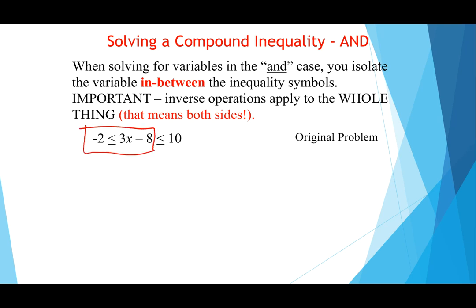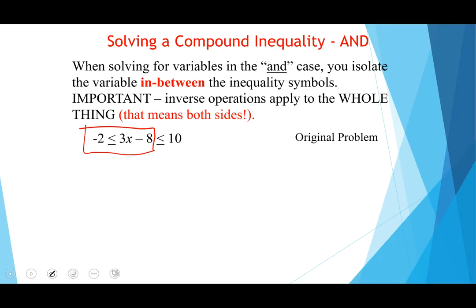You have this inequality here, and let me use a different color to illustrate my other point. And you have this inequality here. So I have the one wrapped in red and the one wrapped in blue. If we look at the one wrapped in red, it looks like a normal inequality. If I want to solve for x, I would add 8 to both sides, right? And I would get rid of the 8, and then I would have that 3x to solve for, right?